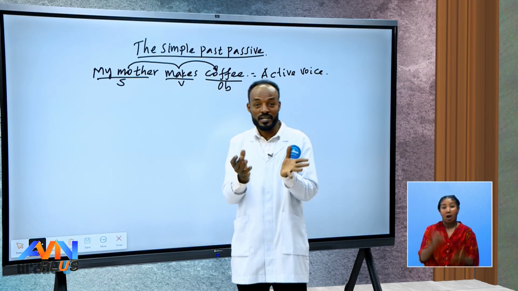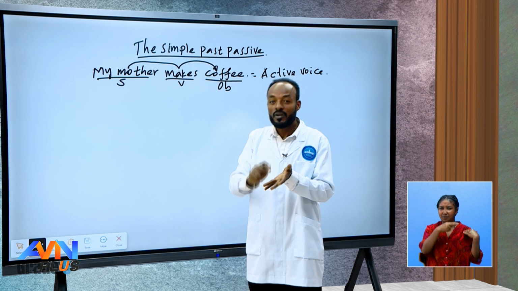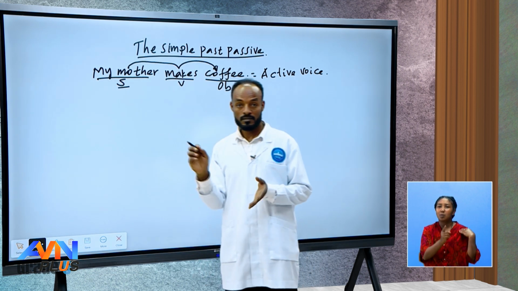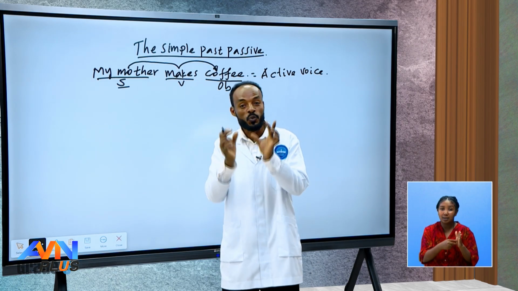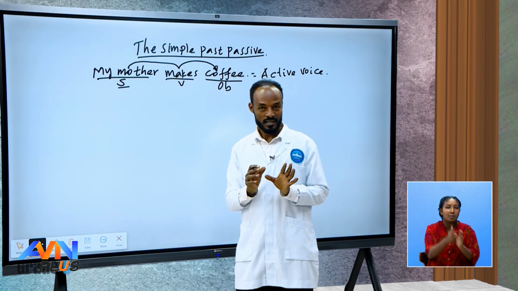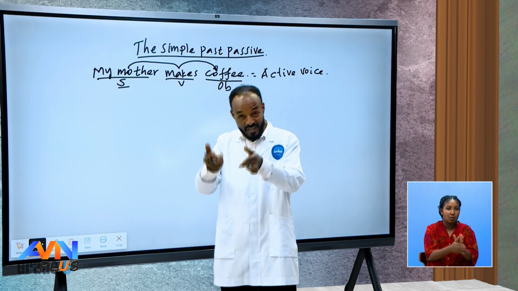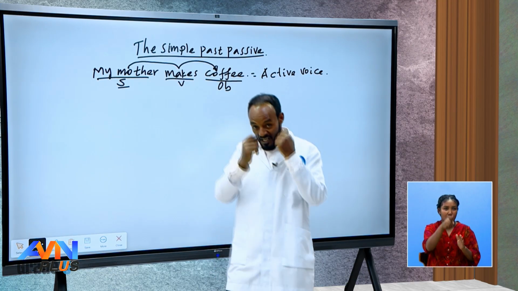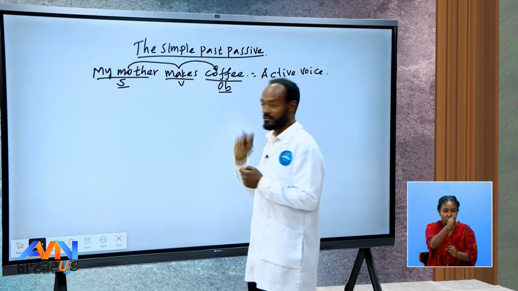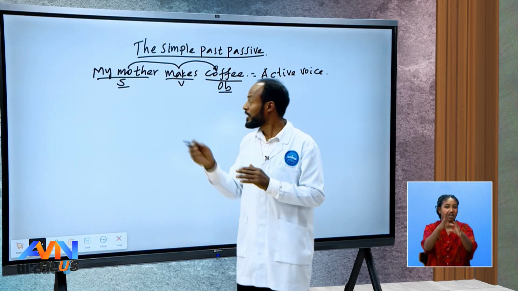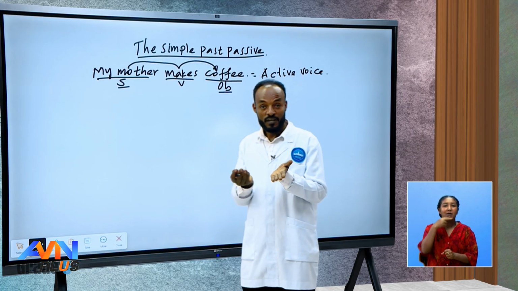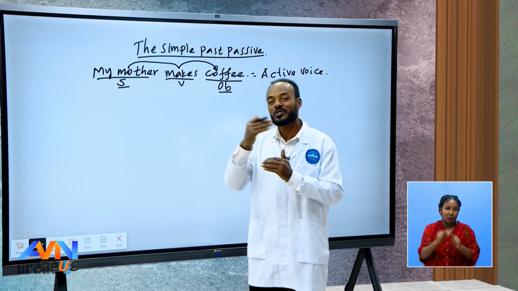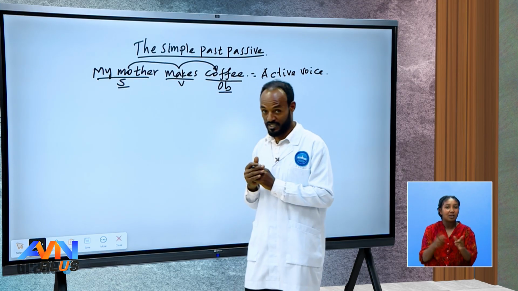I hope you're familiar with what subject, verb, and object mean. Do you know what subject means? Subject means doer of the action. When you perform the action, you are the subject. When you receive the action, you are the object. Object means the receiver. What about verb here? Verb means, yes, action words, which show the action here.